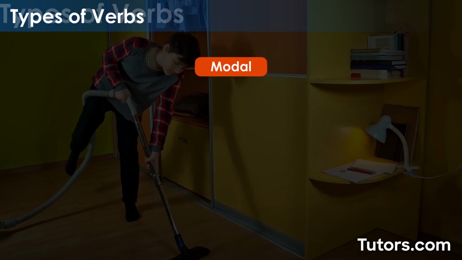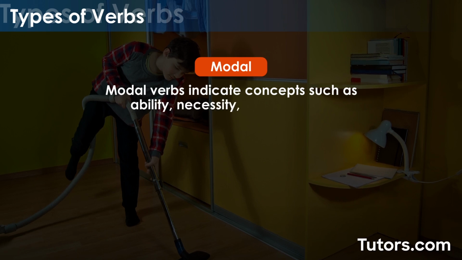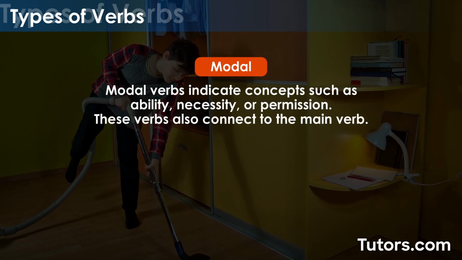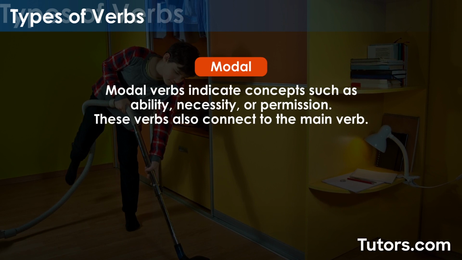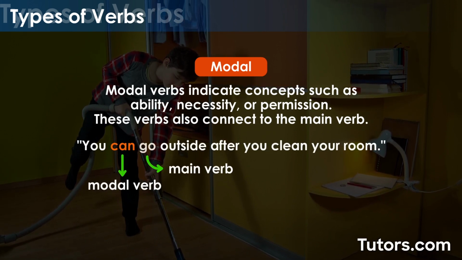Modal verbs are a type of auxiliary verb that indicate concepts like ability, necessity, or permission. These verbs also connect to the main verb. Here, can is the modal verb linked to the main verb go.